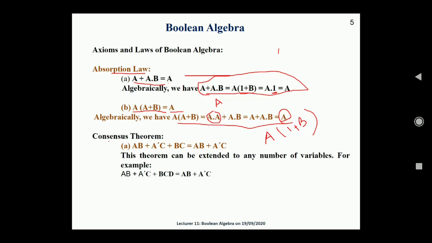This is called the consistency theorem, and it says that ab plus a bar c plus bc equals ab plus a bar c. This theorem can be extended to any number of variables. If you write in this particular term, remember that here we are using only two variables. This one is the same, and this one is also the same. But in this particular term we are using an extra variable. Here it is d, but here it is only bc. In that case the expression is also ab plus a bar c.